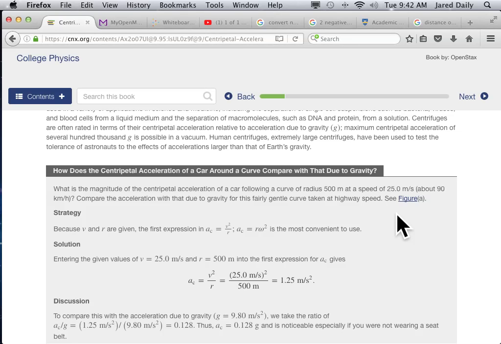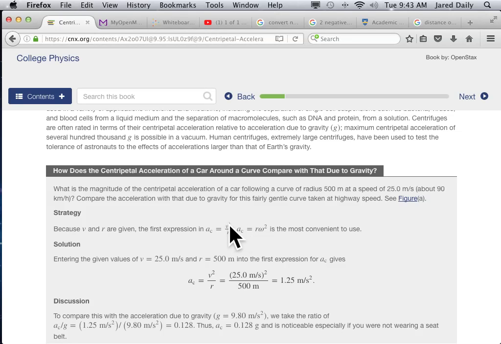So let's talk about the acceleration of a car moving around a curve compared to the gravitational acceleration we feel from gravity on the surface of the Earth. So, the centripetal acceleration of a car following a curve at a radius of 500 meters, so there's your radius, at a speed of 25 meters per second along the edge of the circle. Compare the acceleration with that due to gravity for this fairly gentle curve taken at highway speed. Okay?